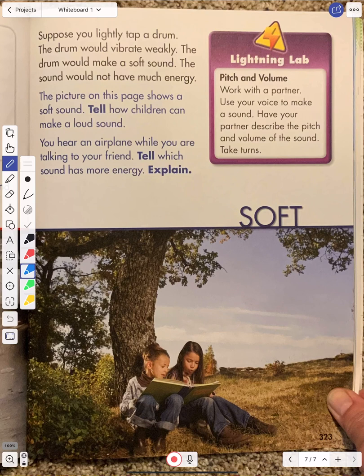Okay, boys and girls, we've talked about how the different strengths or weaknesses of sound make sounds loud or soft. We've talked about high pitch and low pitch and what causes that. So remember to continue looking for cause and effect as you go about your day and as you read all sorts of things.